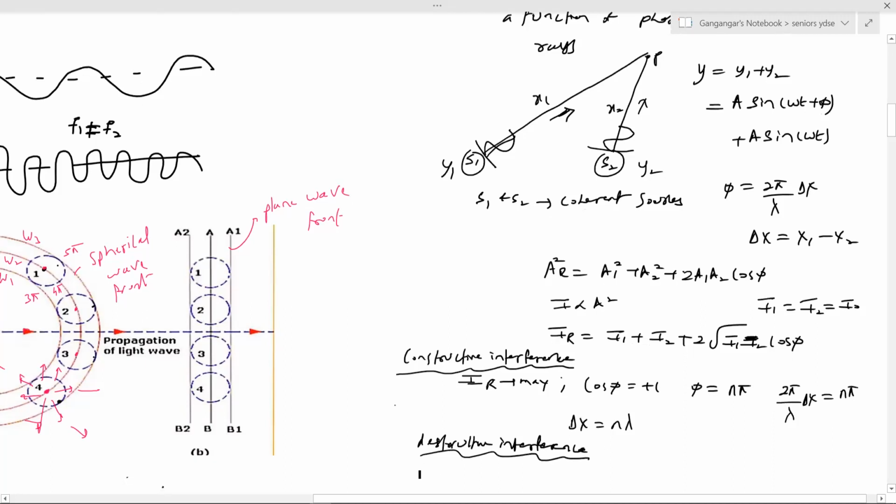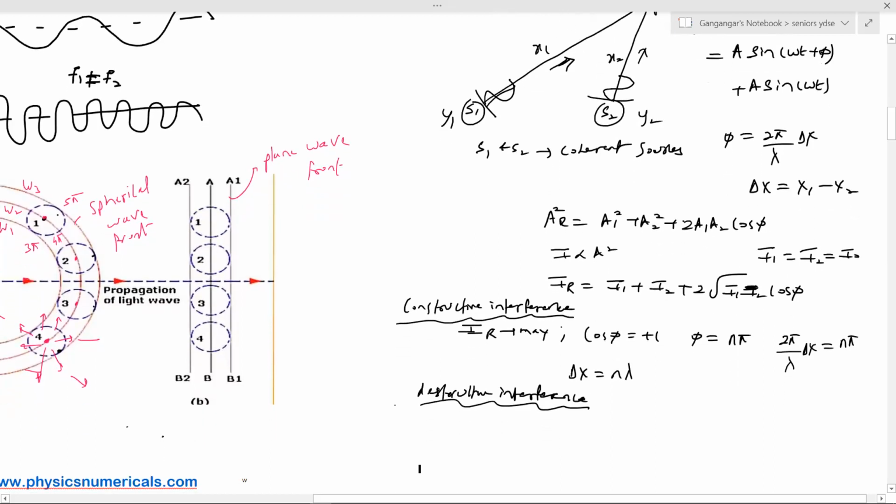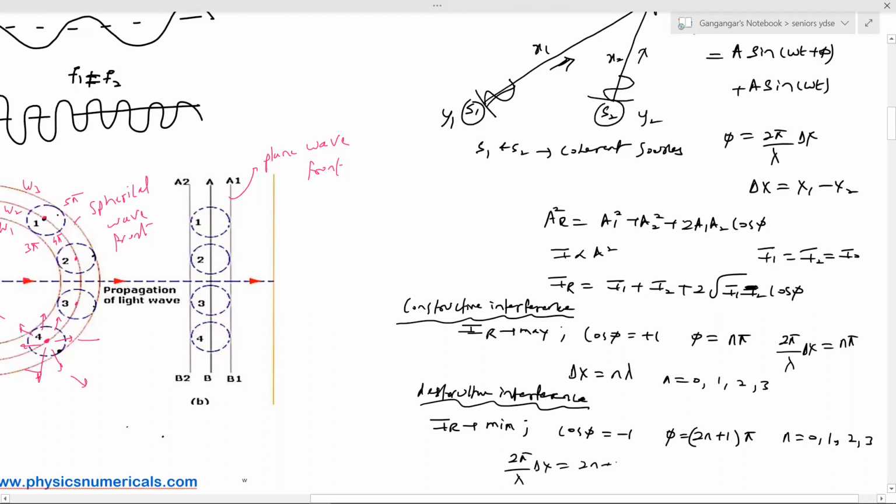Now, similarly, for destructive interference, IR should be minimum. For the resultant intensity to be minimum, cos phi should be equal to minus 1. Then the phase angle should be equal to 2n plus 1 times pi, where n starts with 0, 1, 2, 3. Then 2 pi by lambda delta x equals 2n plus 1 into pi. So the path difference should be equal to 2n plus 1 times lambda by 2.